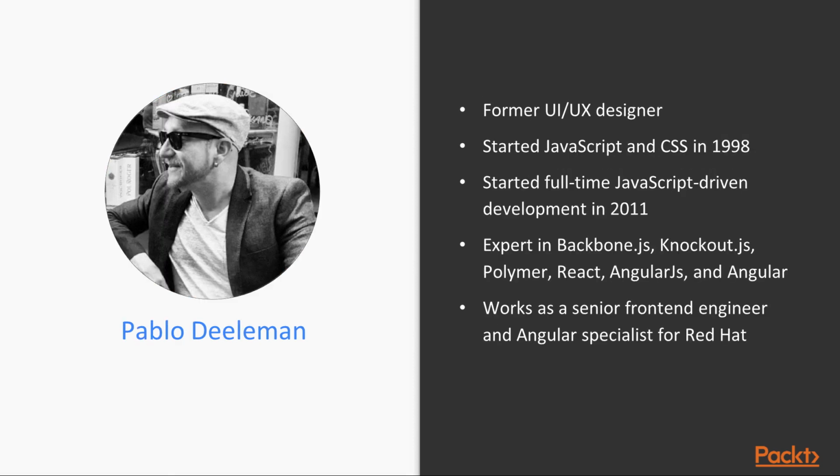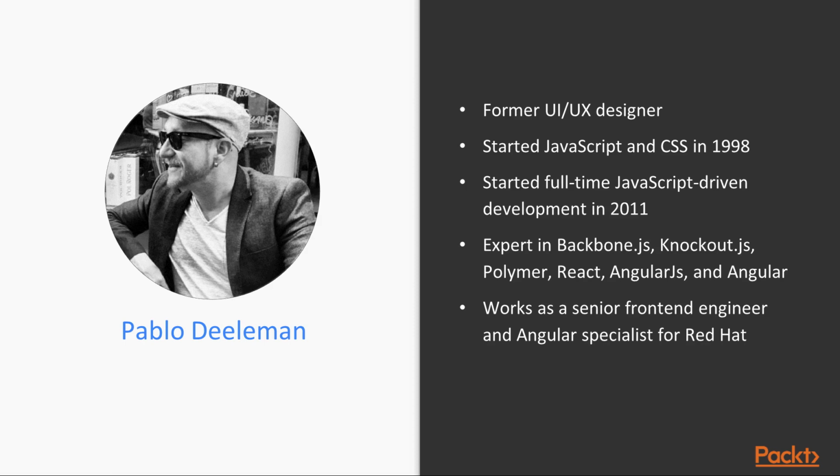Pablo Dielman is a former UI/UX developer who fell in love with JavaScript and CSS back in 1998, during the good old days of Netscape Navigator and Microsoft Internet Explorer 3. The discovery of Node.js back in 2011 became a turning point in his career, from where he decided to embrace full-time JavaScript-driven development, carving out a career as a JavaScript full-stack engineer with special focus on single-page application development.